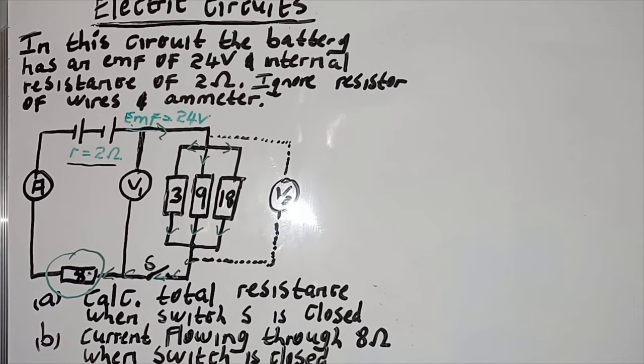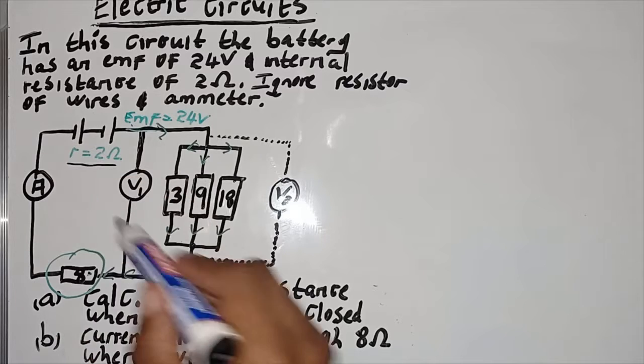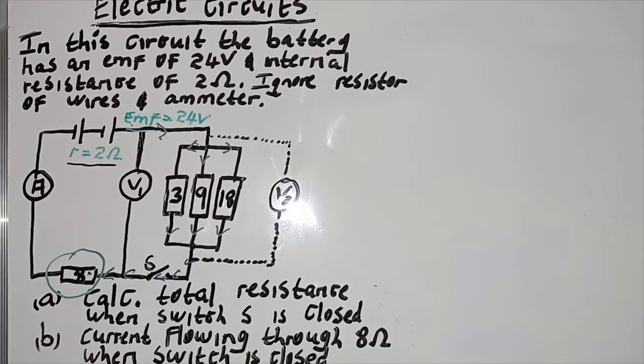Hello again, guys. This is the continuation of what I've done in the previous video where I was discussing basics of electric circuits. So in this video I'm going to do calculations. The example here says, in this circuit the battery has an EMF of 24 volts and internal resistance of 2 ohms. Ignore resistance of wires and ammeter.